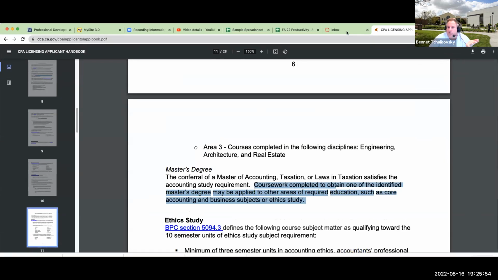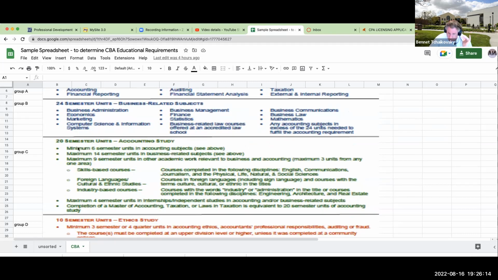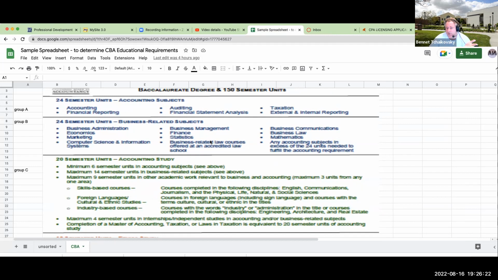If we come over here and take a look at this, right over here. So if I've done a master's degree, the classes I've taken can count as an accounting subject, or if you've taken like 30 semester units, it can spill down over here to business related subjects. But if you have a Master's of Accounting, you're done with the accounting study. And those units aren't going to get put in here. They're essentially going to be able to be put into these other areas.